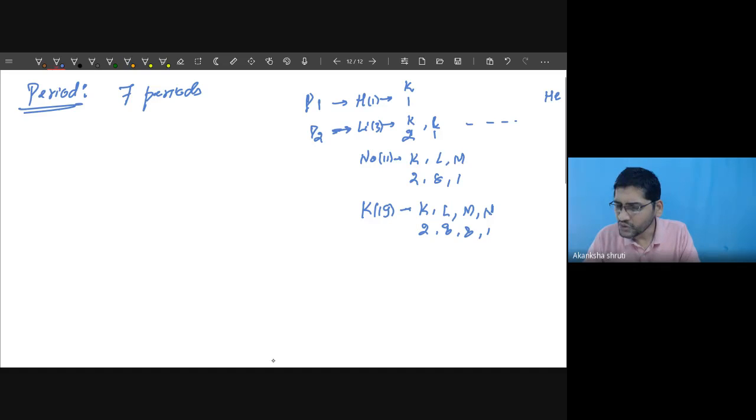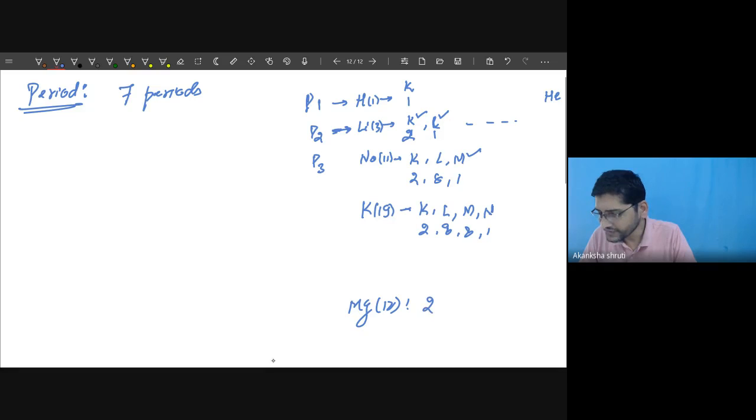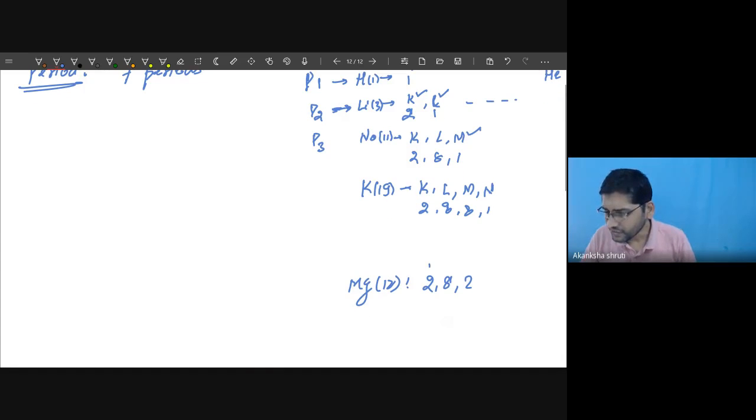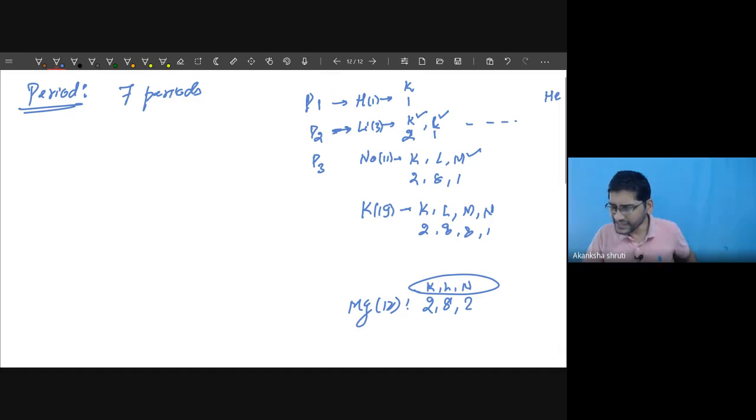What do you get in period 2? 2 shells or 2 orbits are there. For all the elements in period 3, there are 3 orbits. Even if you consider magnesium, how many electrons are there? 2. So just do the electronic configuration: 2, 8 and 2. So how many shells are there? K, L and M. So this indicates that there are 3 shells, so magnesium will also fall in the third period. Students, the number of shells is telling us what? The period. So, third period.